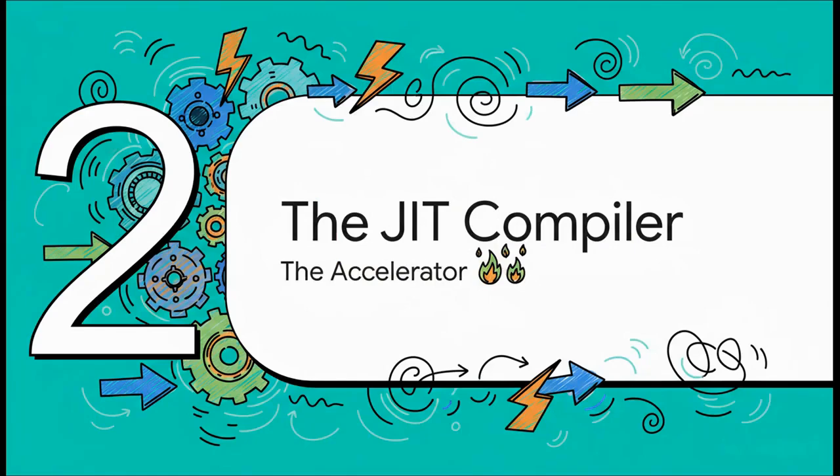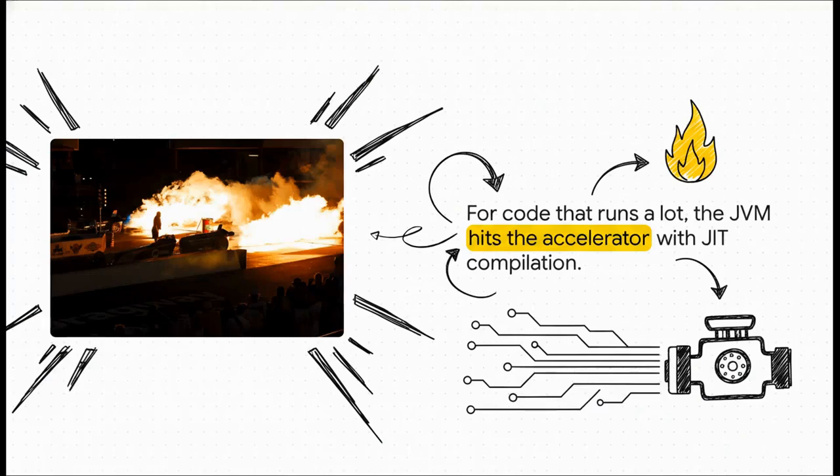And that is where things get really interesting. This is where the JVM's built-in accelerator kicks in. It's this brilliant piece of tech called the just-in-time compiler, or JIT for short. See, the JVM is constantly watching your code as it runs. It's paying attention, seeing which methods, which bits of code are being called over and over and over again. And for that specific code, the parts doing all the heavy lifting, the JVM basically says, okay, that's enough of first gear. It's time to hit the accelerator.